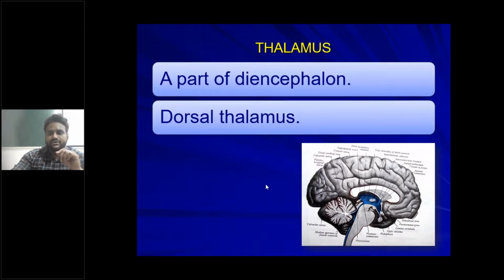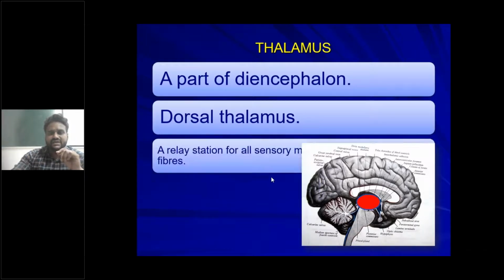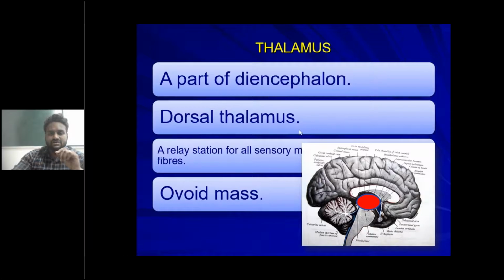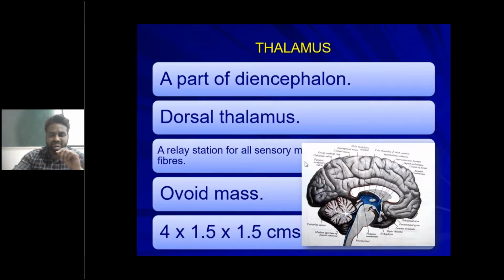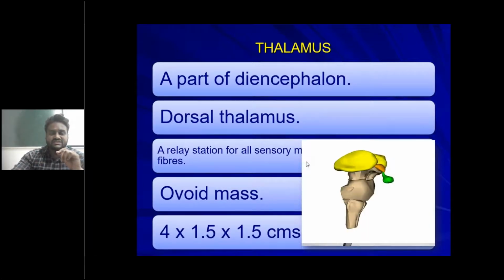So already I told you in the introduction, part of the diencephalon. This is also called dorsal thalamus, ovoid mass. So this is the relay station for all sensory modalities except which sensations? Can you hear me? Except olfactory fibers. Very good.